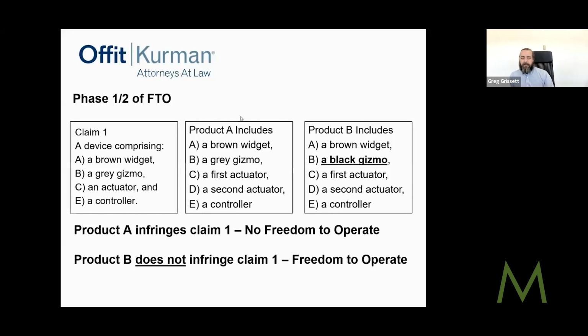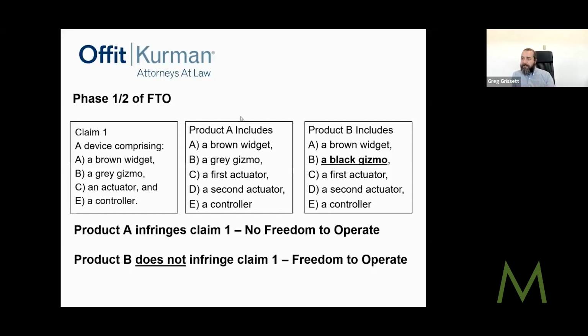Now, let's say we talk with the engineers and they say, look, I have to have at least one actuator. We're going to have 2. The brown widget is essential and the controller is essential, but I can change my gray gizmo to a black gizmo. It's a pretty simple example, but that's a non-infringement argument.